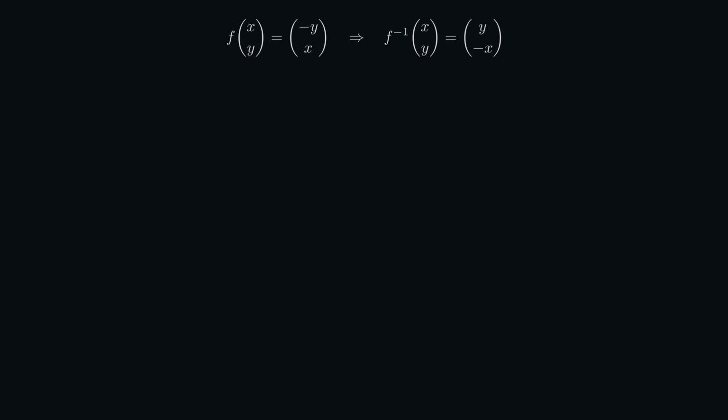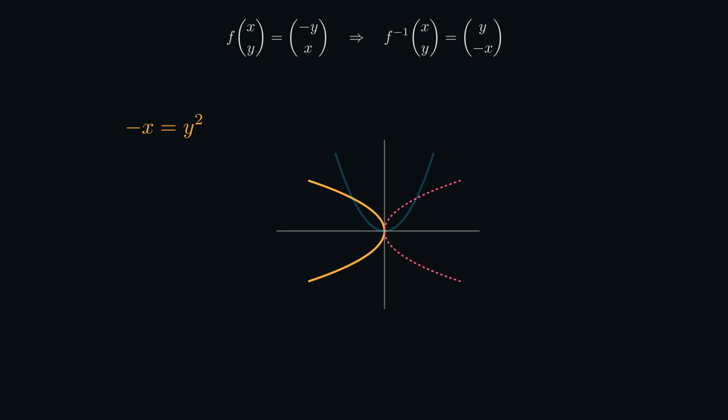Now the quarter turn with the same rule. Rotating 90 degrees anticlockwise sends the point (x, y) to (minus y, x). Undoing that is a quarter turn the other way. (x, y) goes back to (y, minus x). Substitute the pulled back point into y equals x squared. Minus x equals y squared. That is the rotated parabola, opening to the left, exactly as the picture demands.